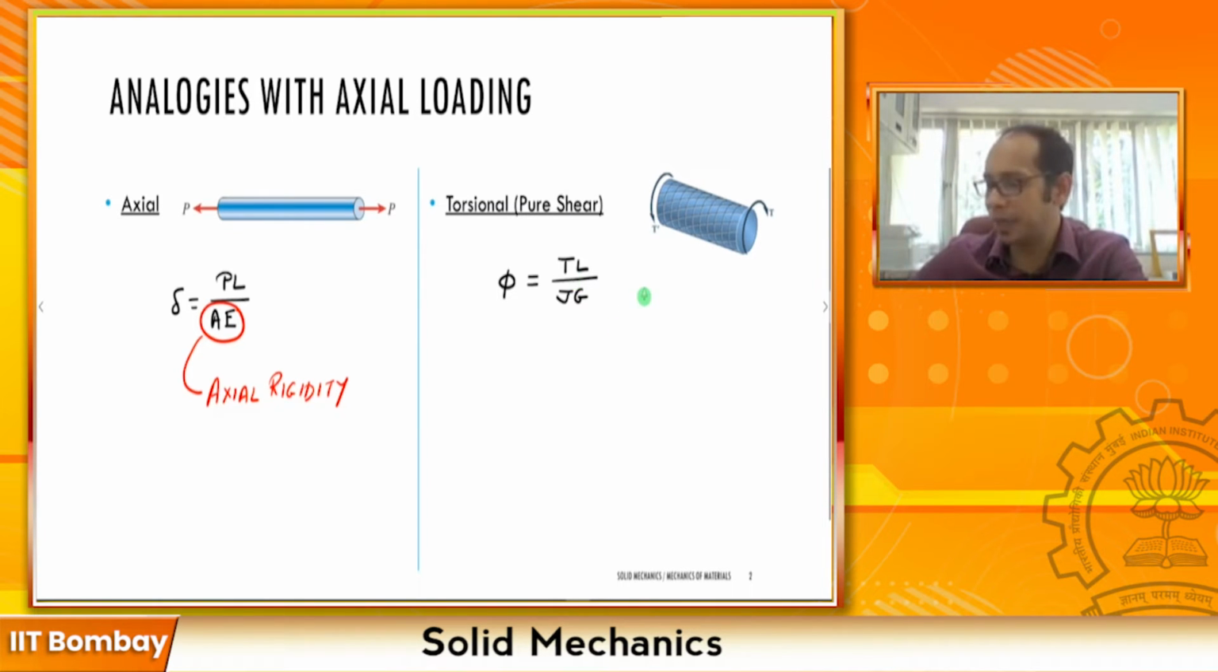Similarly, if you come to the right hand side, take a look at the denominator, JG. The higher the value of JG, the lesser will be your angle of twist because it's inversely proportional to phi. Higher JG also means you are making your circular shaft torsionally more rigid to resist the angle of twist. So what is JG going to be called? You're right. If AE is axial rigidity, JG is torsional rigidity. You see so many similarities.